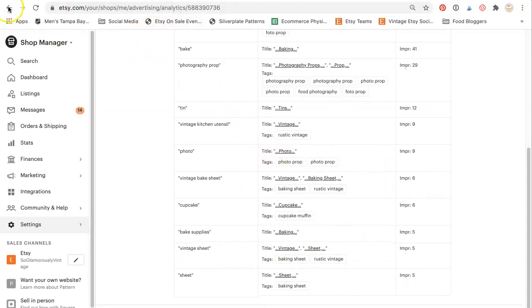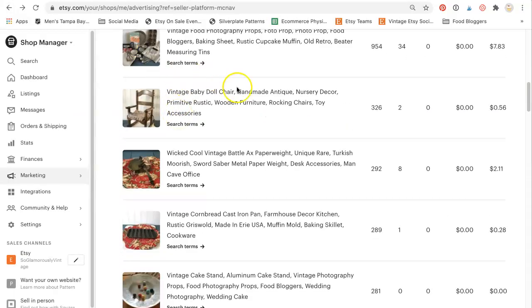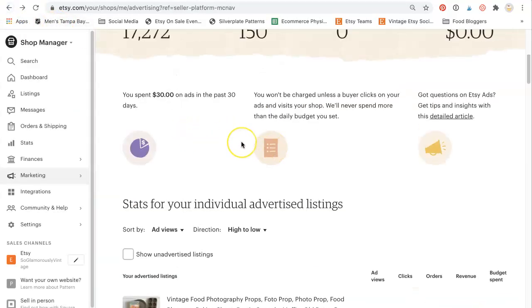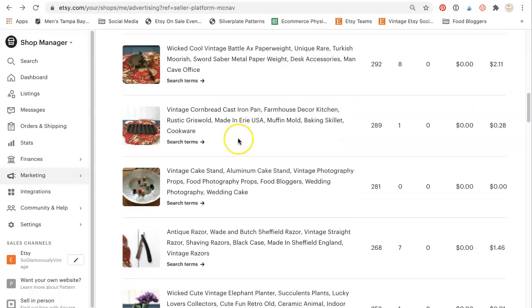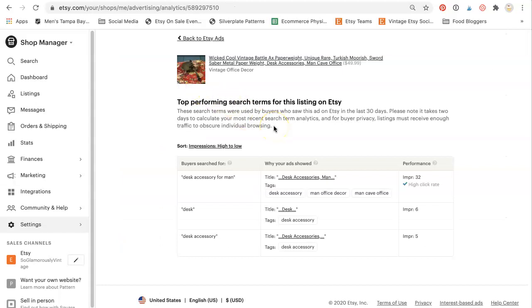Especially if you're new, paying for the ads is a really great way to find out what things people are looking for in relation to your specific items. This is the only way to get item-specific keywords as opposed to shop-specific keywords. Look, this battle axe paperweight is really cool. Desk accessories for men. Boy, they love man desk decor, man saves.